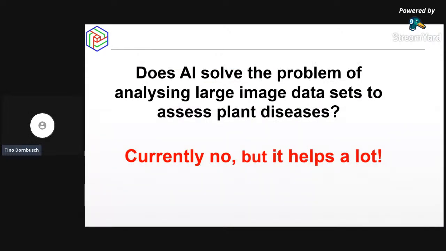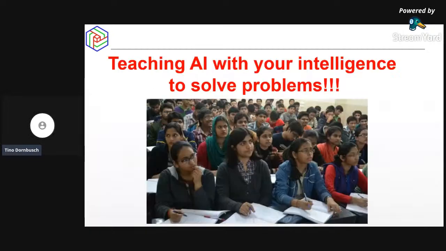So does AI now solve the problem of analyzing large data sets to assess plant diseases? My opinion is that currently, no, but it helps a lot. You still have to have an understanding of your biological object. You have to have an understanding of how the sensor works. But the good thing is, teaching AI with your intelligence will solve the problem.